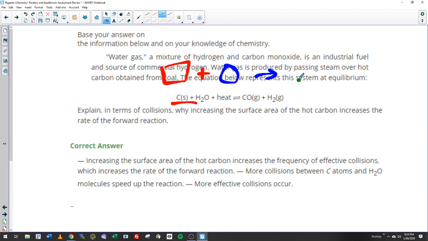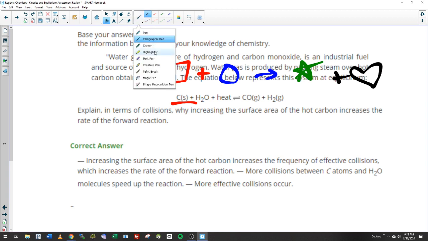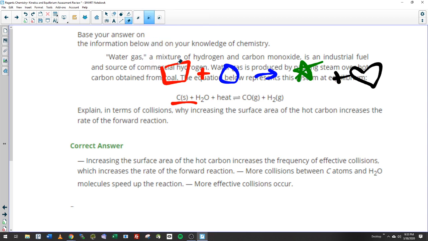Well, that's a hideous looking star. A star, and we'll go black on this one. These products over here. Now, in order for this to happen, you have to have a collision between red and blue, which produces star and heart. But what they're saying in this question is you're going to take this chunk of red hot carbon, which is in the solid form, and instead of leaving it as one giant chunk, you're going to split that up into many, many smaller pieces and particles.